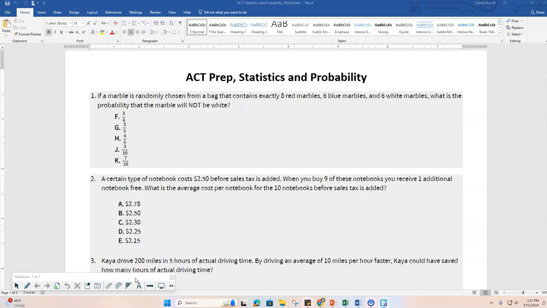And answer question number 1. If a marble is randomly chosen from a bag that contains exactly 8 red marbles, 6 blue marbles, and 6 white marbles, what is the probability that the marble will not be white?